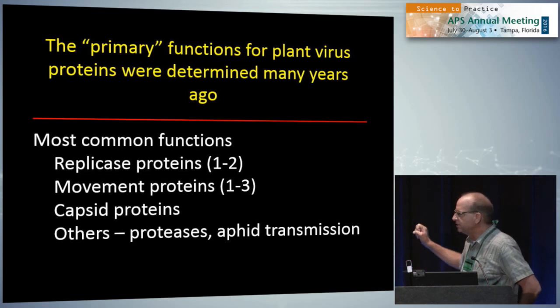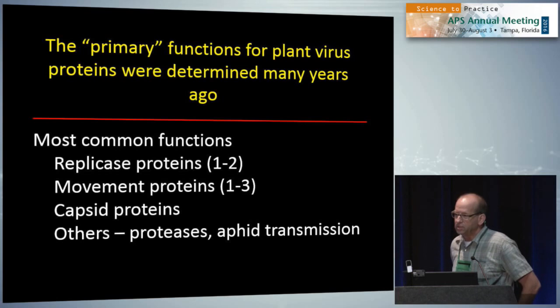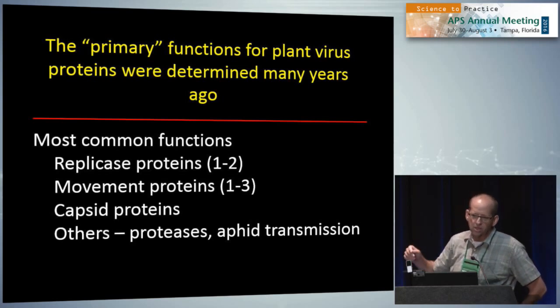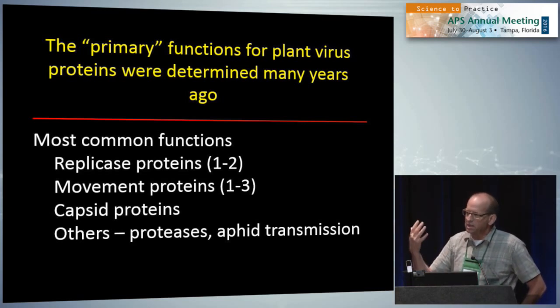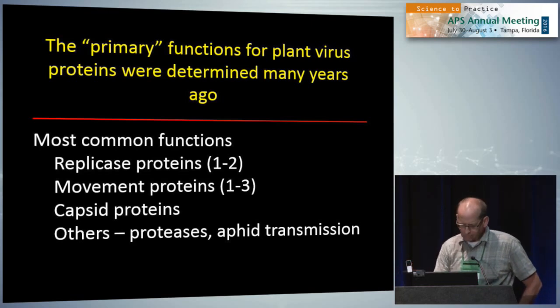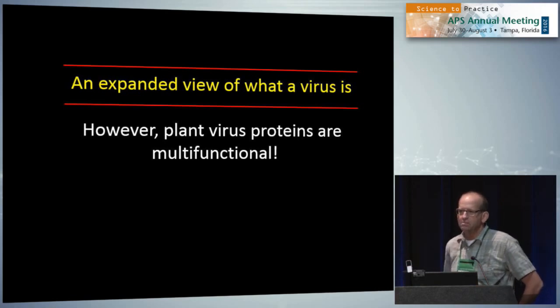You have a replicase protein, maybe 1 or 2 replicase proteins. A lot of times you have 2. Movement proteins: a lot of viruses have 1 movement protein, some will have up to 3. Capsid proteins, maybe 1 or 2. And then you have a smattering of other things, proteases, aphid transmission factors. But the point is that we got set on saying, well, okay, this protein is a replicase. But as Michael emphasized, plant virus proteins are multifunctional, and we have to start thinking about them a little bit differently. I thought that was interesting.